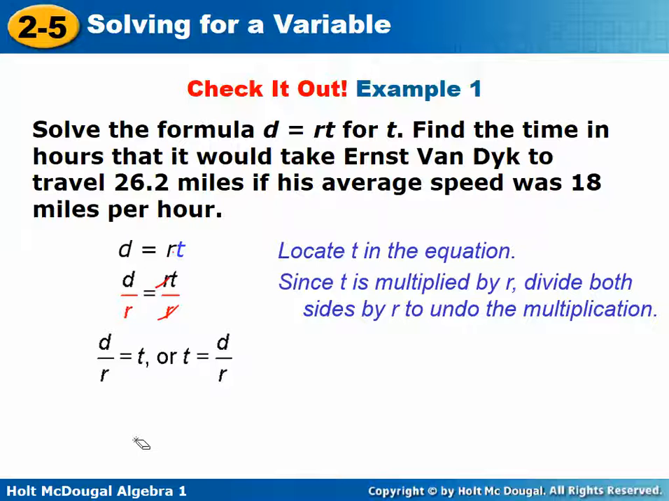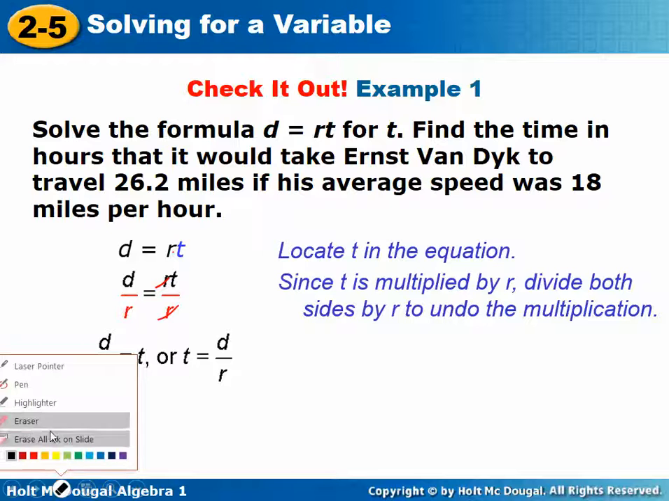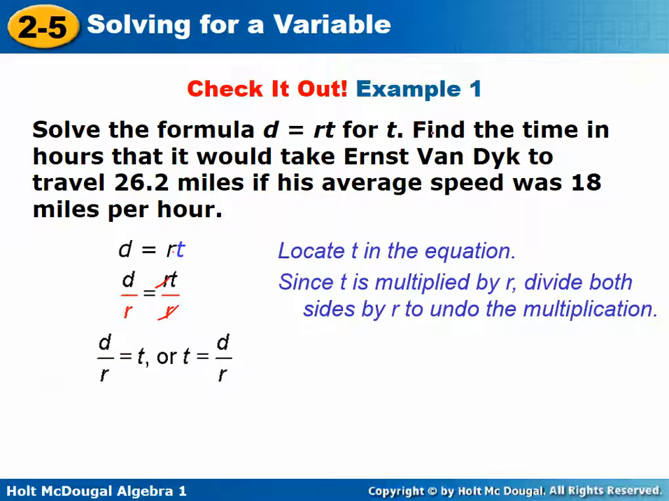So now we have what t is equal to. Now our next step is to go ahead and see what the question was asking again. They wanted us to find the time in hours that it would take Ernst van Dijk to travel 26.2 miles if his average speed was 18 miles per hour. So this is our distance, distance equals 26.2, and I know that because it says miles, and then his speed, that's rate, was 18 miles per hour.